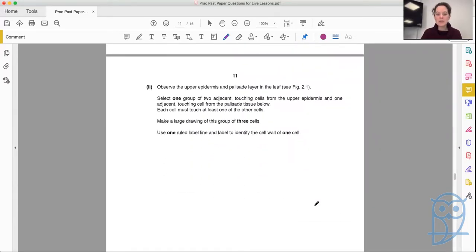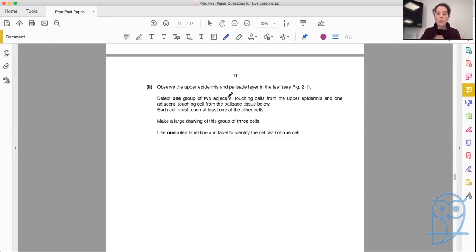Observe the upper epidermis and palisade layer in the leaf. Okay, so again, we're looking at J1. Select one group of 2 adjacent touching cells from the upper epidermis and 1 adjacent touching cell from the palisade tissue below. Each cell must touch at least one of the other cells. That's really important to find these touching cells, because if your cells in your diagram aren't touching cells, then you haven't followed the instructions in the question.